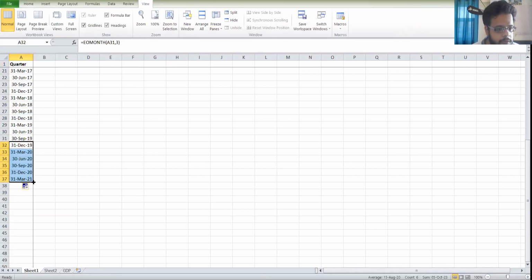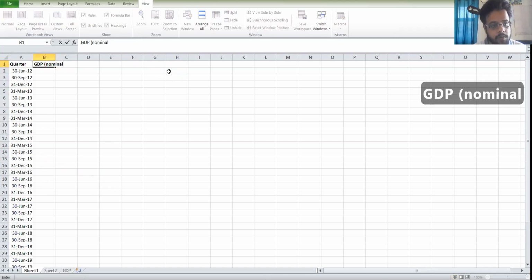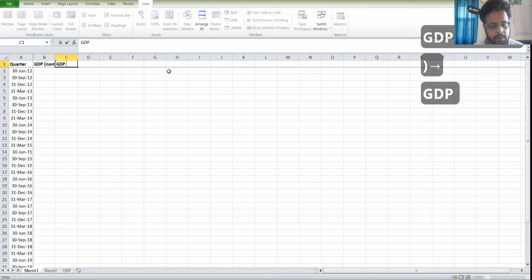31st December. And we are currently in April 2020. So we should get data till 31st March 2020. Right. Now we want GDP nominal and GDP real.